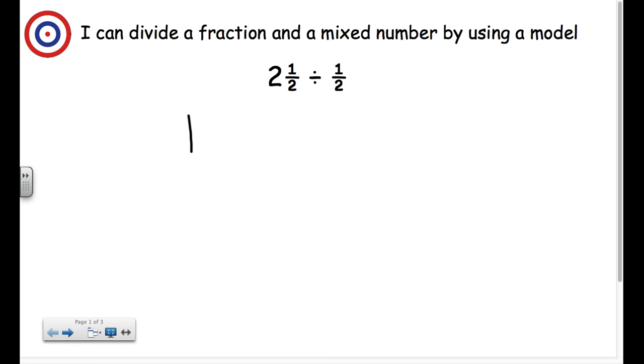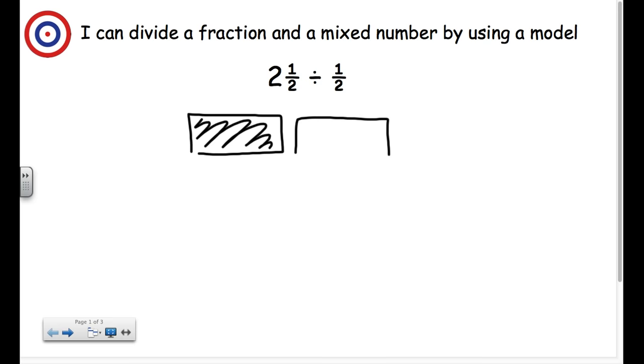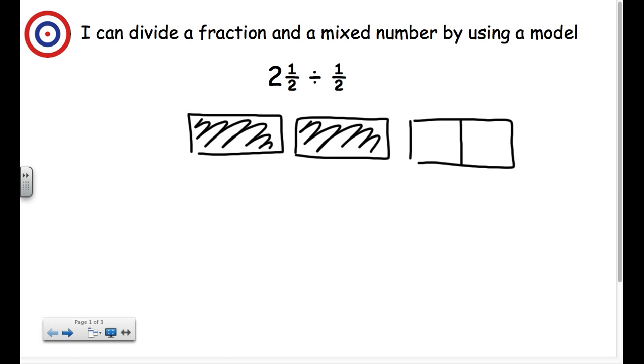So I'm going to start by modeling 2 and 1/2. Here's one whole amount. Here is two whole amounts. And then I'm going to do 1/2 of another one. This would give me 2 and 1/2. That's what I'm starting with. And what I want to find out is how many half-size pieces, or how many half-size groups, can I make out of 2 1/2?